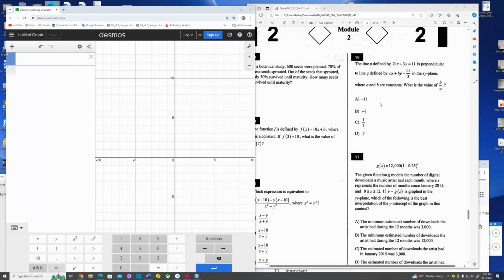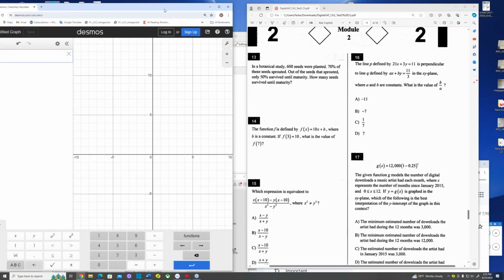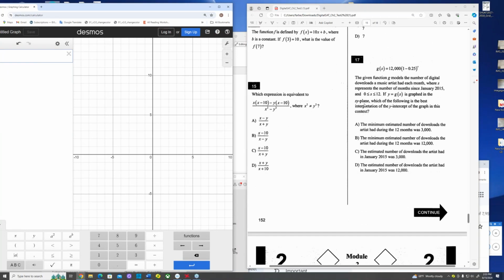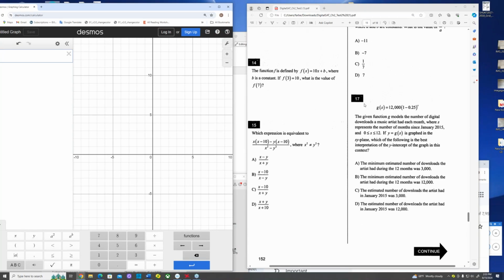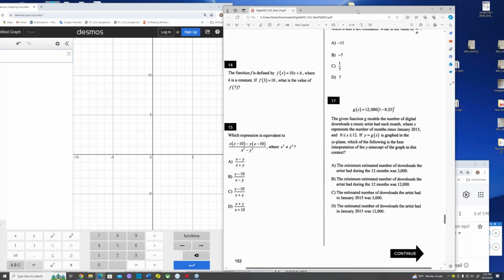Delete all this, and I delete this one. Well, it was 16. Okay, 16. So this kind of question 17 is very easy because they ask you, look at this. They start in 2015, starting, and 0 less than s less than 12.